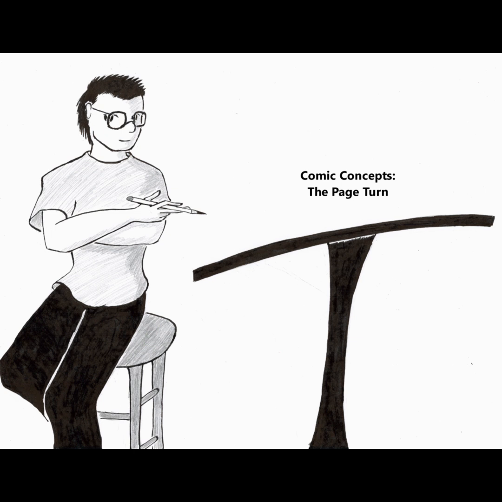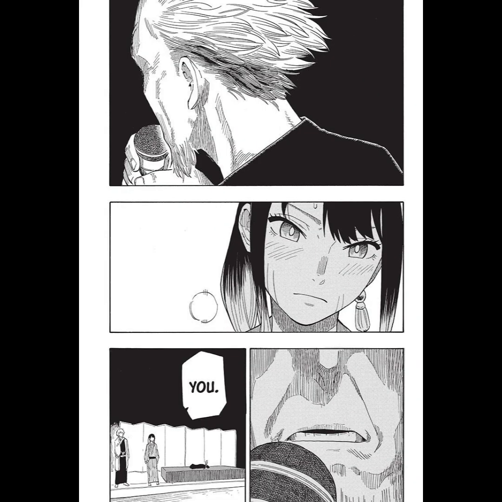This is also a very versatile technique, so for today's examples, I've actually chosen two. The first example is a dramatic use of the page turn. It comes from chapter 26 of the series Akane Banashi. To briefly recap for context, the protagonist, Akane, is seeking to become a professional rakugo performer, rakugo being a type of performing art in Japan.